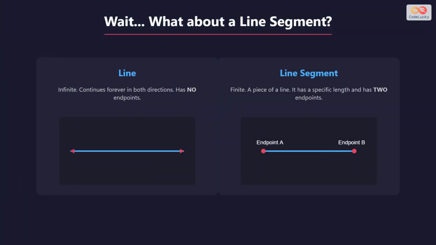It is easy to confuse a line with a line segment. A real line goes on forever, but a line segment is just a piece of a line. It stops. It has a specific length and two specific endpoints. Think of a ruler. It starts at 0 and ends at 12. That is a segment, not a line.